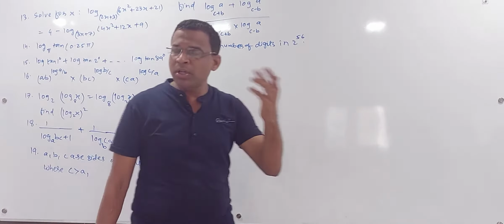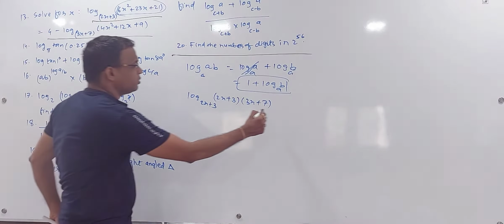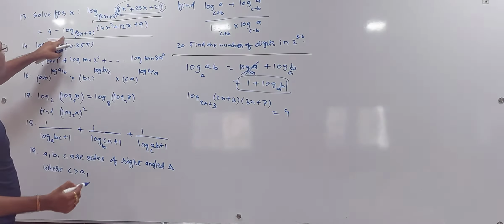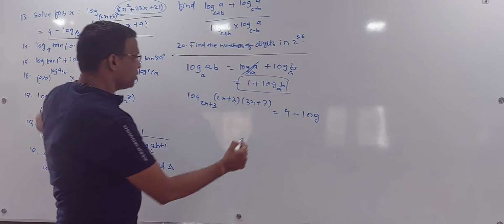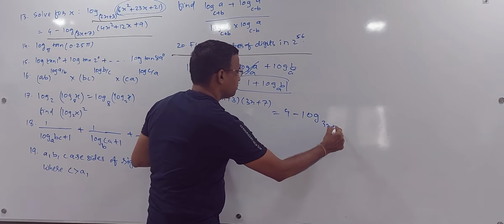So can I say that log to the base 2x plus 3, and here I will directly put 2x plus 3 as one of the factors, and for 6x square and 21, I can say 3x plus 7 will be another factor. We can cross check. Fine, 2x into 3x is 6x square, this is 14x plus 9x, 23x, and 7 into 3 is 21. That's it, so simple. And is equal to what? 4 minus, not times, 4 minus log of 3x plus 7 is the base.